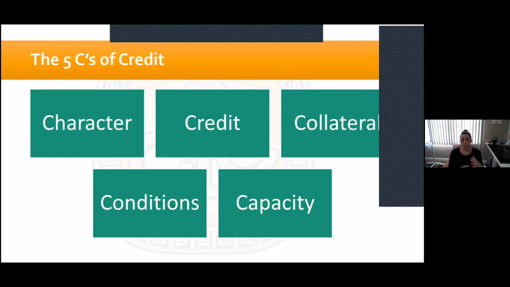As you work with other types of banks or lending institutions, their criteria might be less stringent than a traditional bank, but you also might end up having to pay more in your interest rate for that risk. So when we talk about what we're looking at in order for somebody to get access to capital, we're looking at five things that we call the 5 C's of credit: character, credit, collateral, conditions, and capacity.